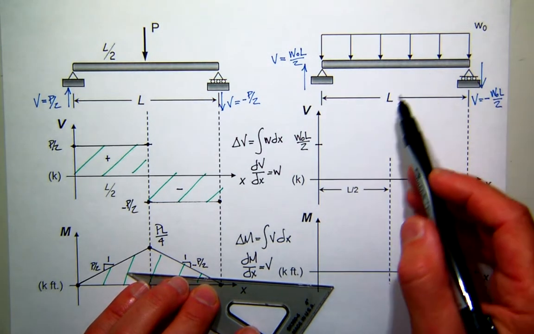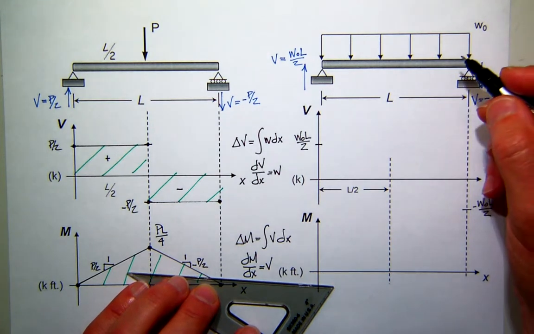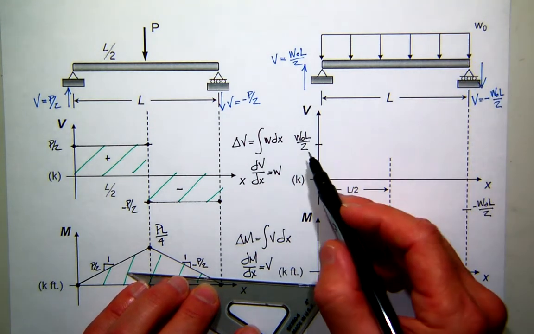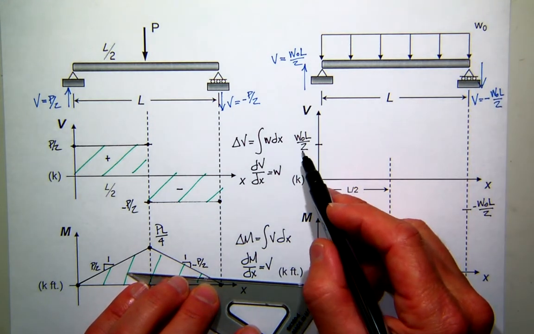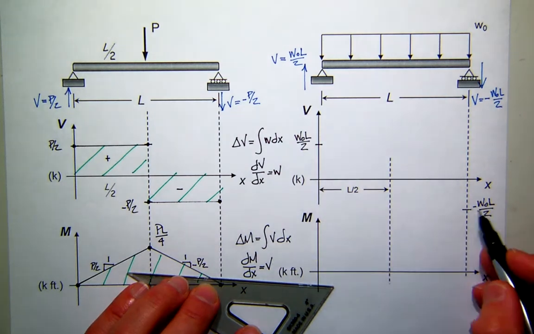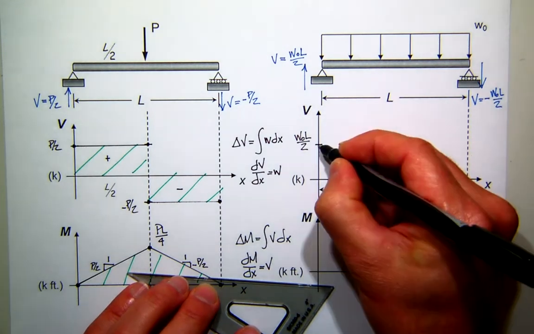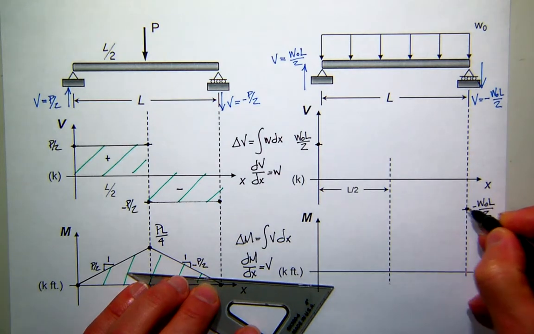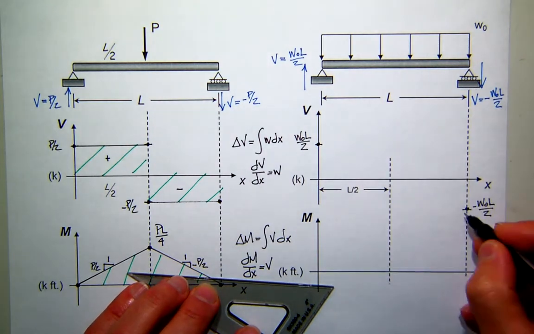W naught times L. And is that positive or negative? Negative. So if I start at WL over 2 and subtract WL, I get negative. That worked out. What's the shape of the curve in between? How do you know that?